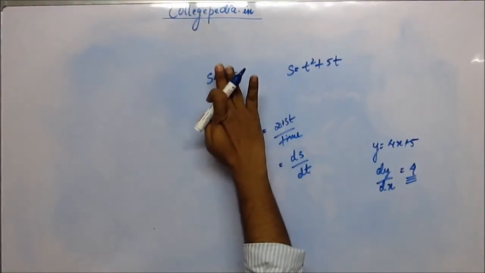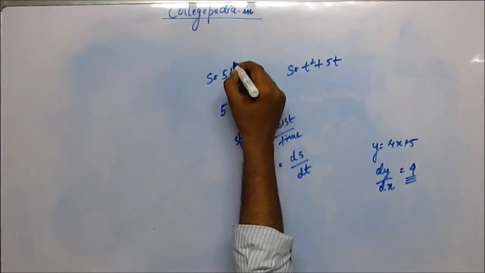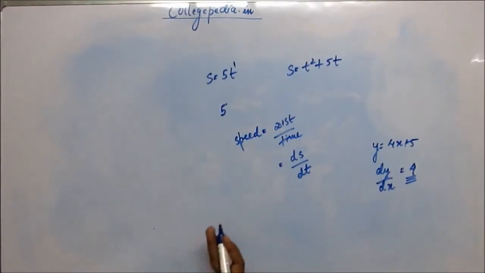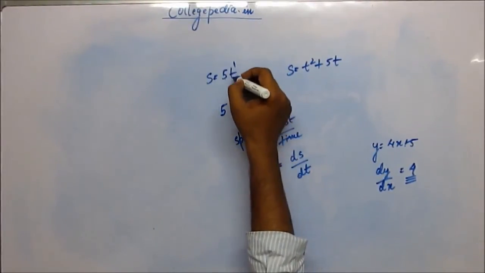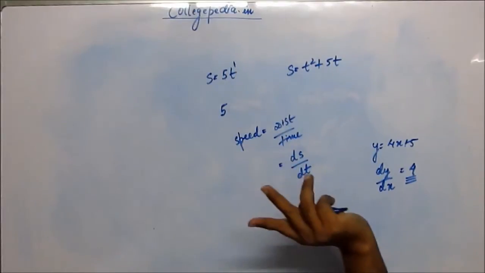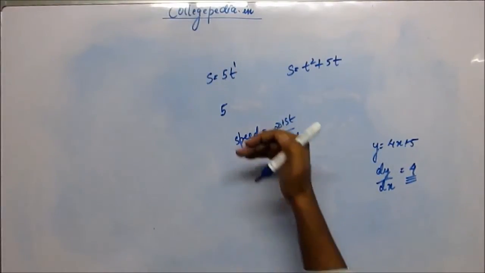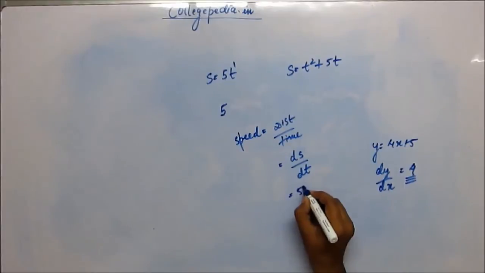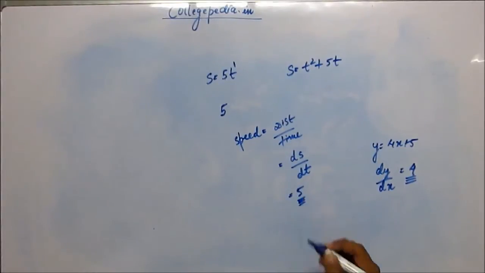5 will remain as it is. t has a power of 1. That power will come down and the power would be reduced by 1. 1 minus 1, you will have t to the power 0. That will be 1. So ds by dt is 5. See, the speed is coming out to be constant. That's why in our calculation the speed did come out to be the same, both for average and instantaneous value.